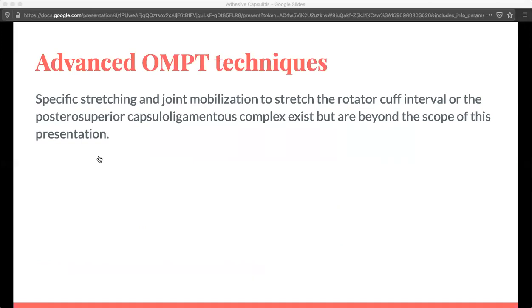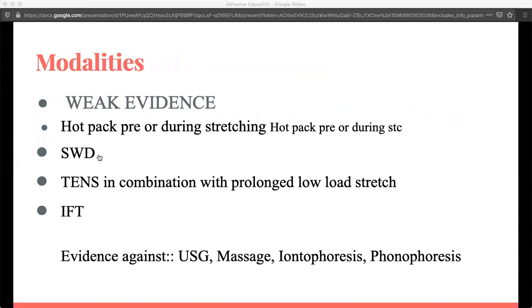So when I studied for my OCS, I learned a lot of different techniques. I'm also a manual therapist. So I picked up some techniques there. So there are specific exercises and stretches that you do for the rotator cuff interval or to just kind of get better mobility in the posterior superior CLC. These are beyond the scope of this webinar here, but if we ever happen to come together and maybe do a workshop or something when I come to India, we can definitely go over these, some cool techniques there.